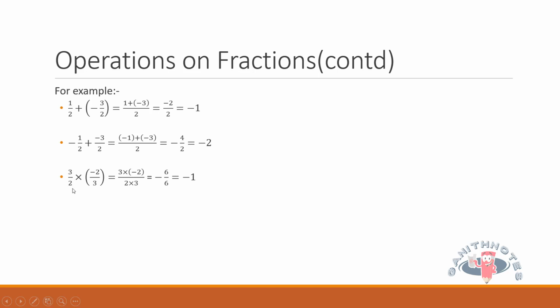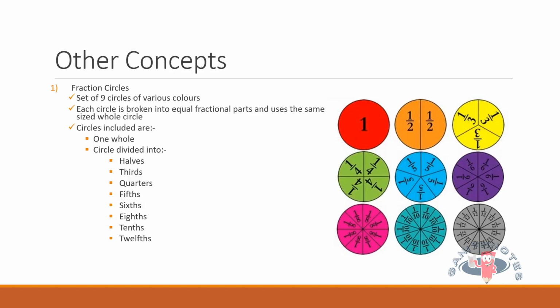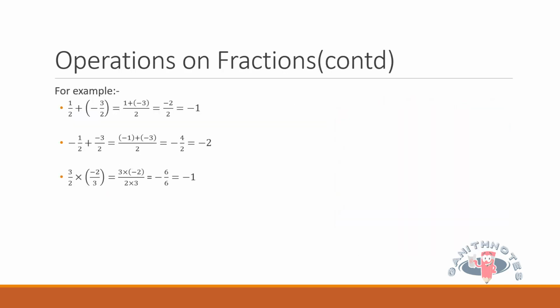Let's multiply 3 by 2 by a negative fraction, minus 2 by 3. By the rule of multiplication, you will have to multiply the numerators separately and then multiply the denominators separately. So 3 multiplied by minus 2 divided by 2 multiplied by 3, which is equal to minus 6 by 6, which is equal to minus 1. Hope this is clear for everyone. Similar would be the case for division, subtraction, everything.